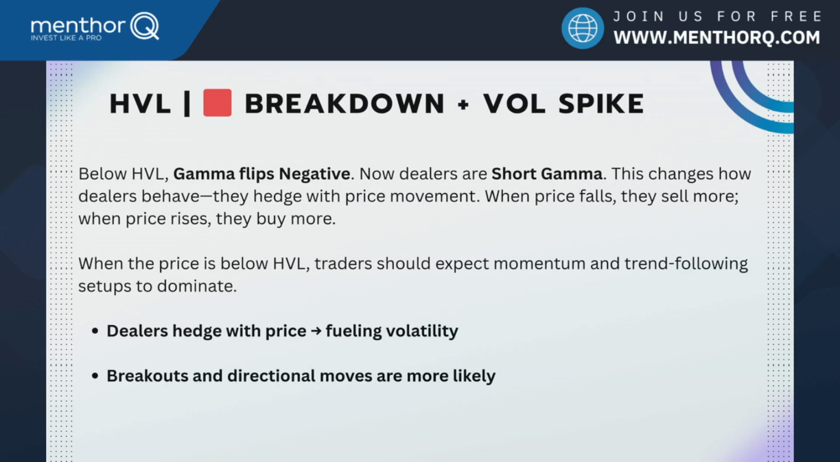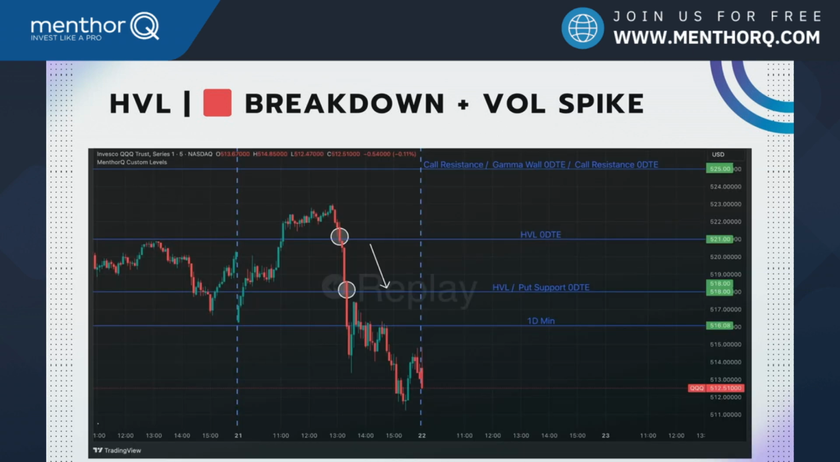So that means that if the price drops, they sell more. If the price rises, they buy more. This creates a feedback loop, and we're going to see an amplification of volatility. And that's when we see typical momentum days, breakouts and breakdowns. And again, this is a really good example that we took from a few weeks ago. We broke the HVL on 0 DTEs, we went straight down to the HVL, and then we broke down again with very, very strong momentum.